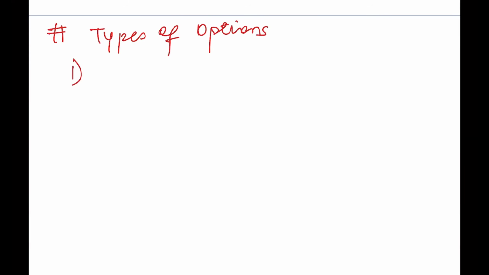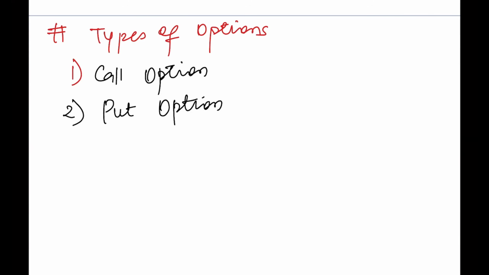So as I said, there are different types of derivatives: forward, futures, options, swaps, and in options we have different types, that is call and put options. Okay. So types of options. The first is call option. The second one is put option. Okay. So let's understand what is a call option, what is a put option.